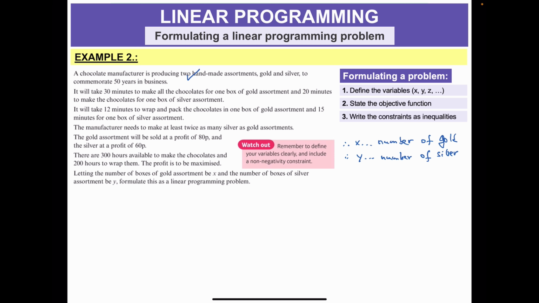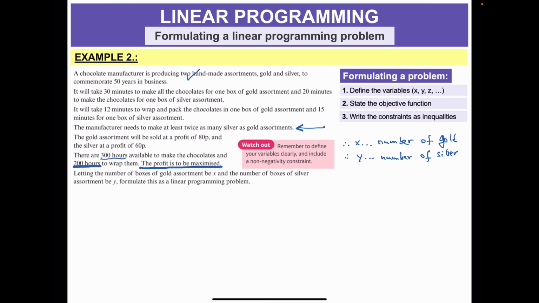Now, this sentence will be very important, because we know that the factory needs to make at least twice as many silver as gold assortments. And then we have the price for the gold that will make a profit of 80 p, and the silver a profit of 60 p. Now there are 300 hours available to make, this is important, 300 hours to make the chocolate, and 200 hours to wrap them. And the profit needs to be maximized.